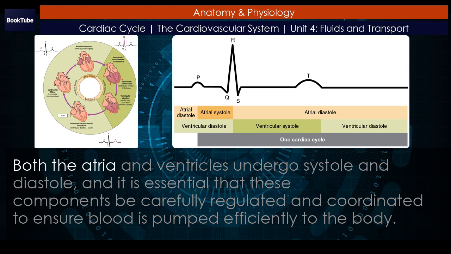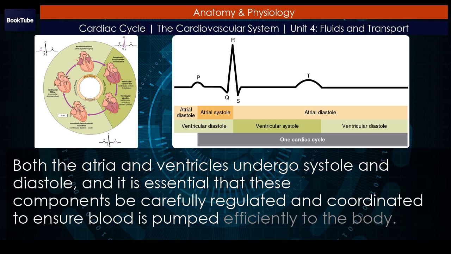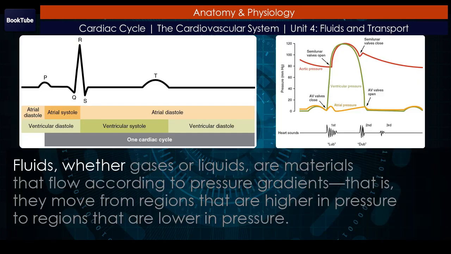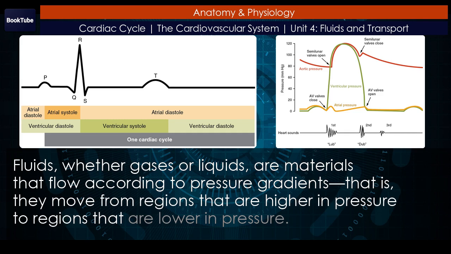Both the atria and ventricles undergo systole and diastole, and it is essential that these components be carefully regulated and coordinated to ensure blood is pumped efficiently to the body. Pressures and flow. Fluids, whether gases or liquids, are materials that flow according to pressure gradients. That is, they move from regions that are higher in pressure to regions that are lower in pressure.